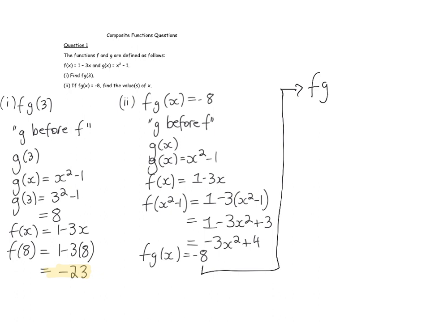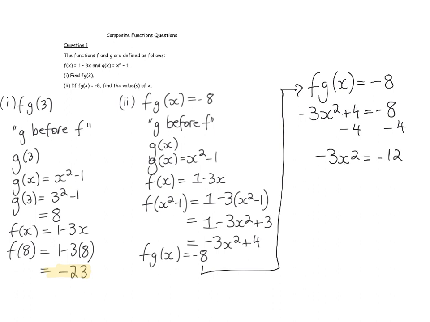So we have f of g of x is equal to minus 8. So we have minus 3x squared plus 4 is equal to minus 8. I'm going to minus 4 from both sides. We'll get minus 3x squared is equal to minus 12. Divide both sides by minus 3. We're going to get x squared is equal to 4. X then is going to be the square root of 4, so we'll get x is equal to plus or minus 2.